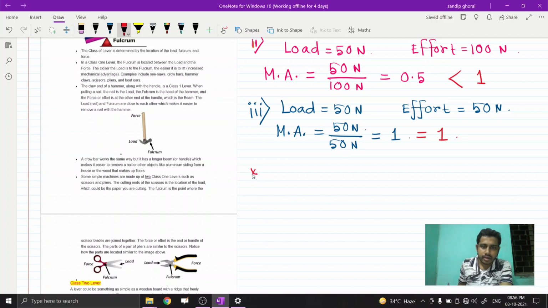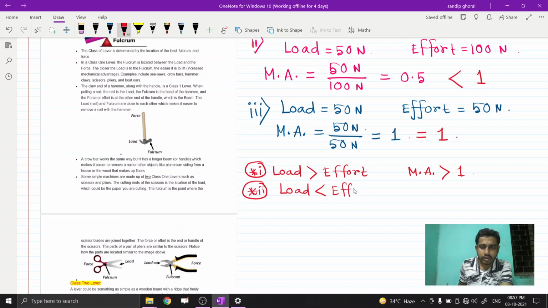Okay, first condition is when load is greater than effort, then we can say mechanical advantage is greater than 1, and the second condition is when load is less than effort, then we can say mechanical advantage is less than 1, and the third condition is when load is equal to effort, then mechanical advantage is equal to 1.